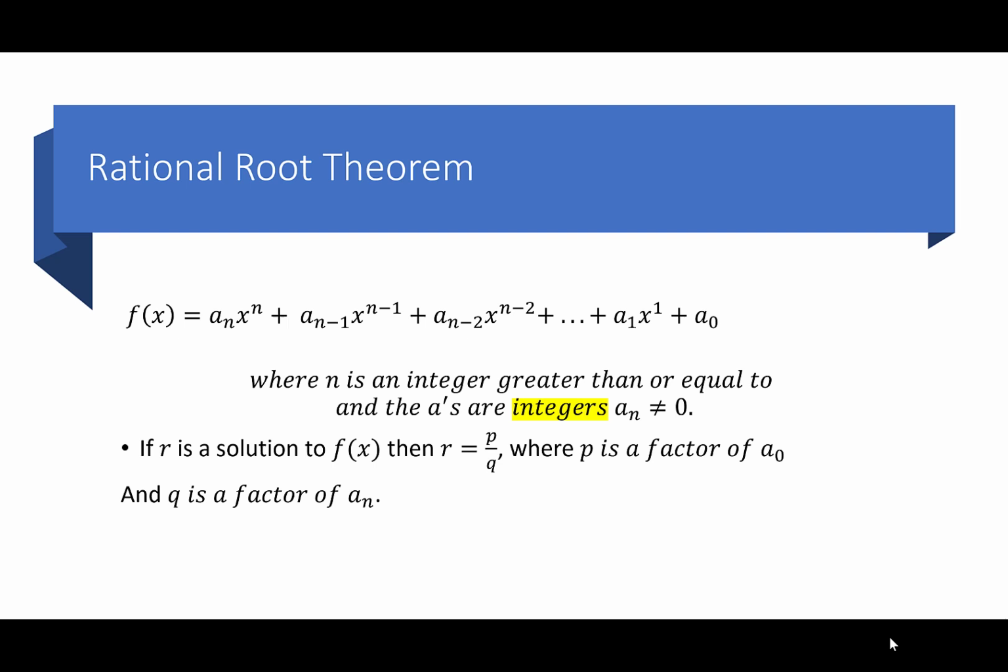We also found out that when we have a polynomial function with integer coefficients, then any rational zero or root of the polynomial is going to have the form p over q. P is going to be a factor of a naught, the constant term, and q is going to be a factor of a sub n, the leading coefficient.